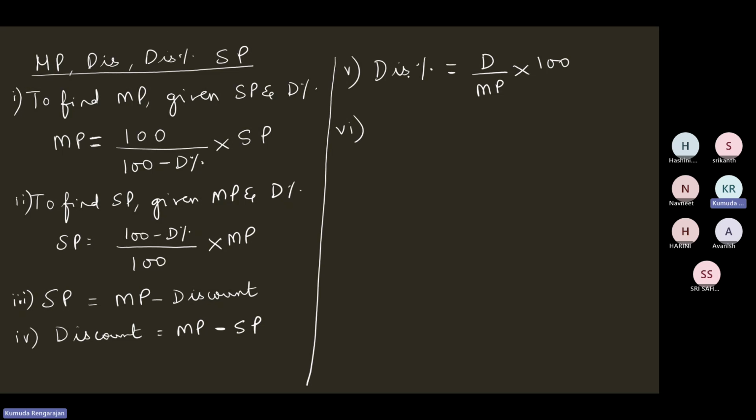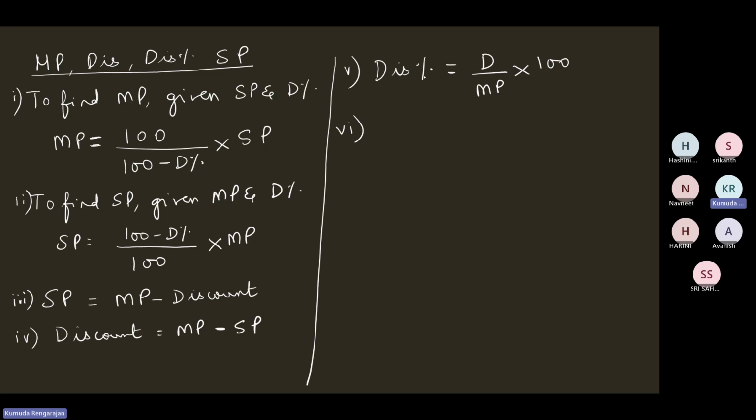Discount percentage. Whenever we are finding a percentage, it is into 100. Whenever you have to find a percentage, it is into 100. And what percentage you have to find? Discount percentage. So it will be discount in the numerator. And discount is always applied on the marked price. So it is discount by marked price. Don't write selling price. To find a percentage, you should always multiply by 100. That is a rule.